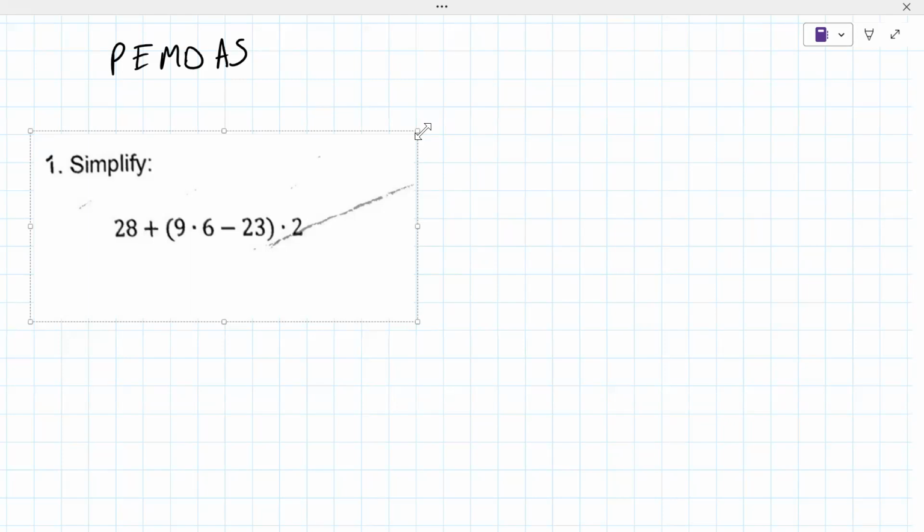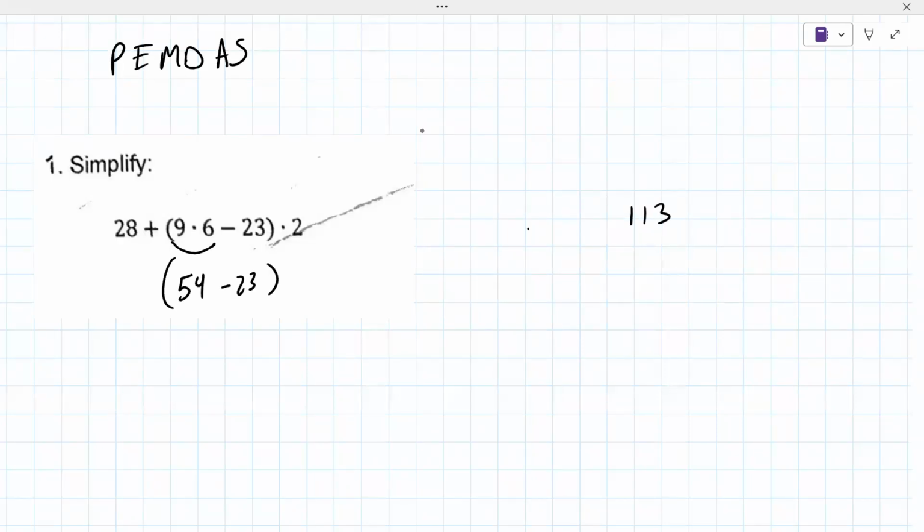Would it be 113? Okay, did you first multiply 9 times 6? Yeah. That's 54. Then did you subtract 23? Then multiply by 2. Then add the 28.